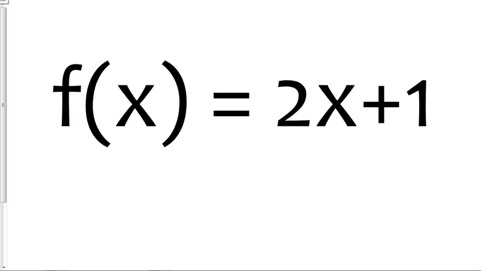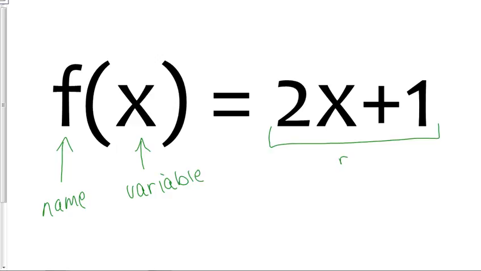So let's start out with this. This isn't necessarily in your packet, but it's a good thing to write down way up on top. This right here is the function's name, f. You can put any name you want, any letter, any name. This right here is the variable that's used in the rule, and this over here is the rule. So the rule says that you multiply x by 2, and then you add the 1.